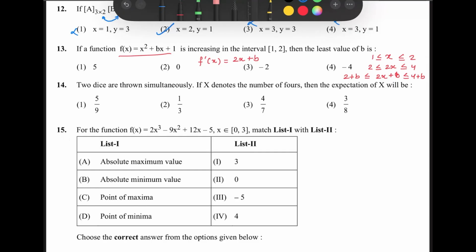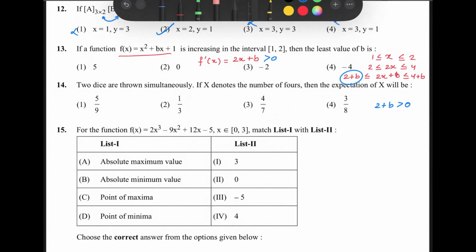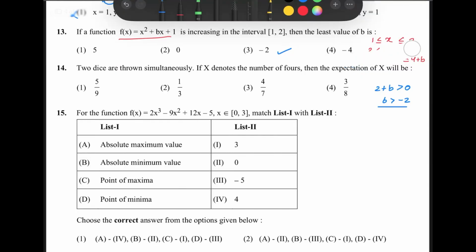So positive means this thing must be greater than 0. So 2 plus b must be greater than 0, right? If 2 plus b is greater than 0, then this ensures b should be greater than minus 2, which is option C. So option 3 is the correct answer for this question. What is question 14 saying?